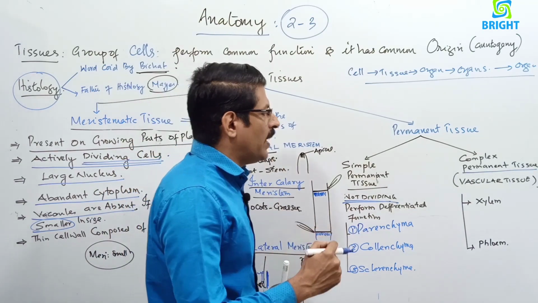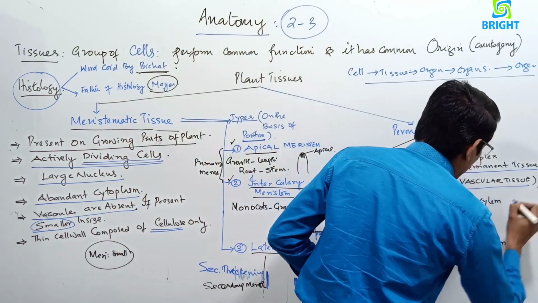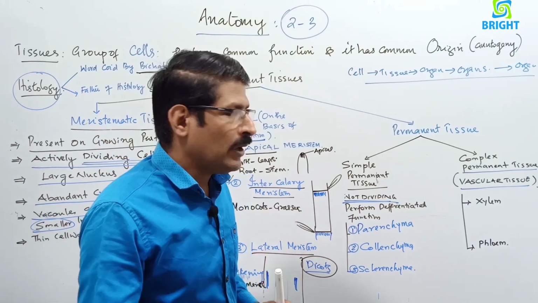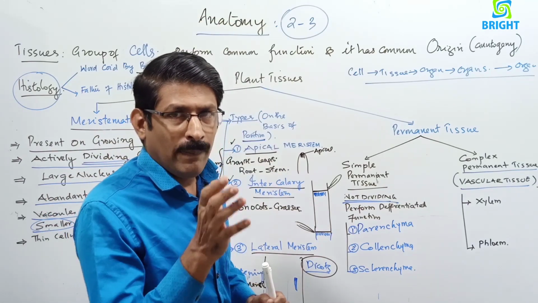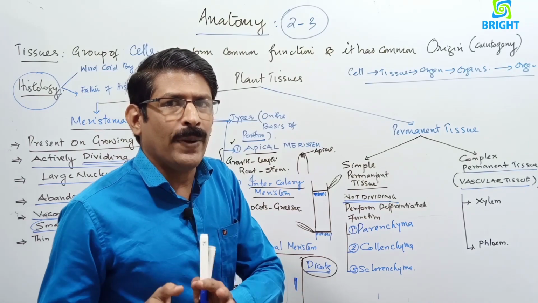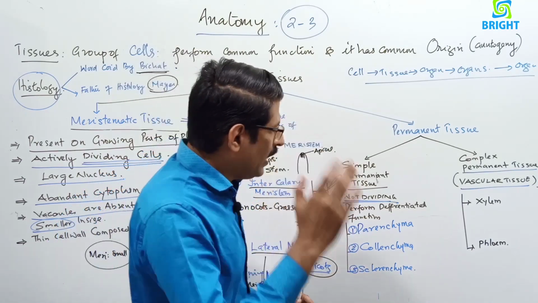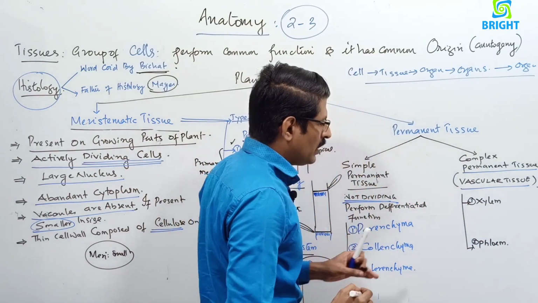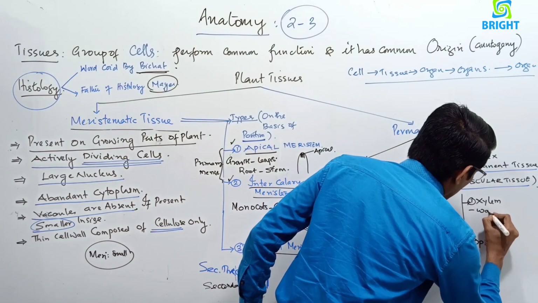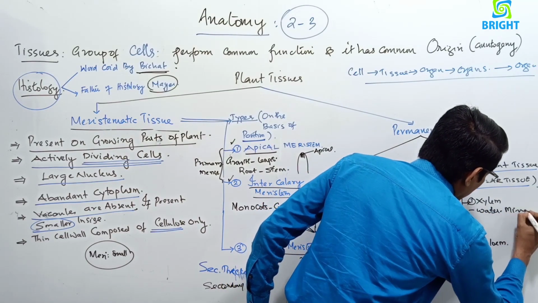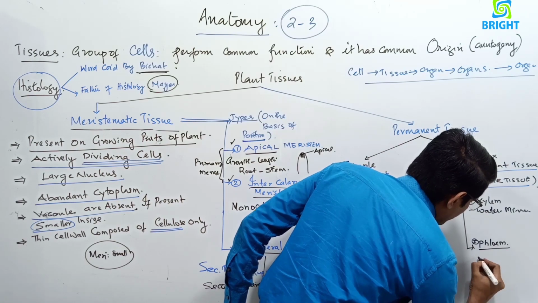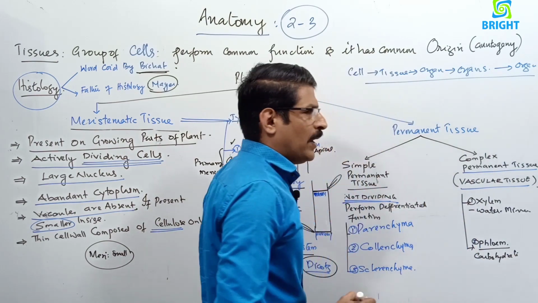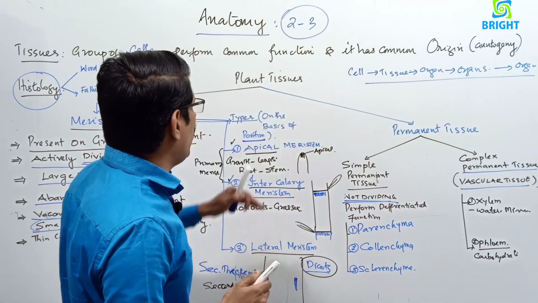Complex permanent tissue is composed of different types of cells, but they perform a common function, and they are also not dividing cells. They are called vascular tissue because they are the conductive tissue in the plant body. They conduct water, mineral nutrients and also the prepared photosynthetic products to different parts, and these are of two types. One is xylem and the second is phloem. Xylem conducts water and mineral nutrients, and phloem conducts photosynthetic products, or carbohydrate, from the leaf to different parts of the body. So this is the outline of plant tissues.